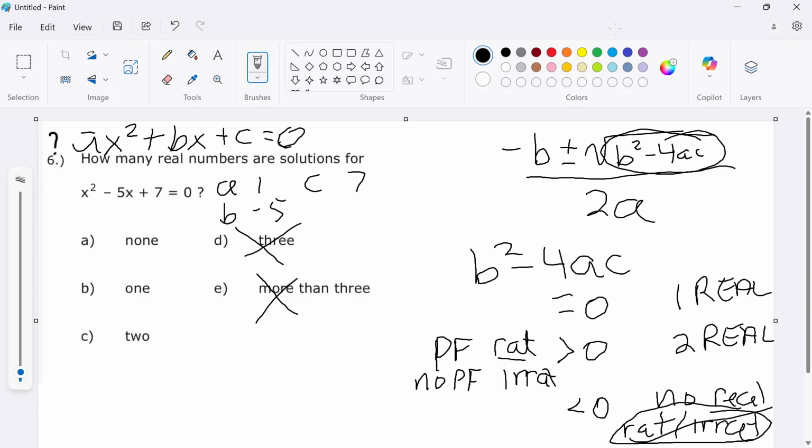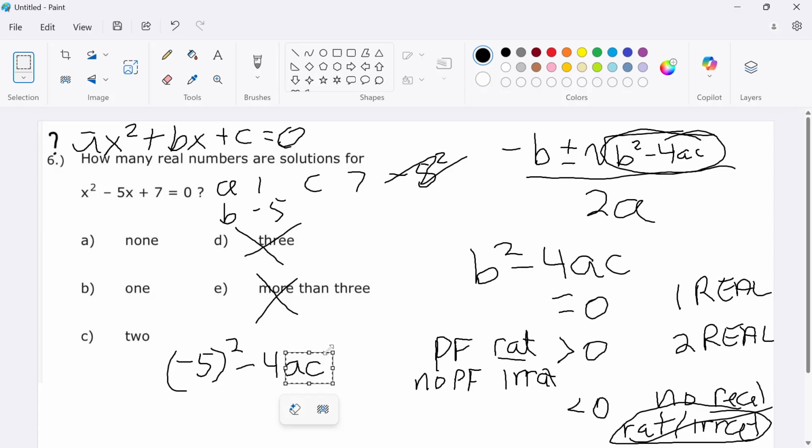So let me check out what the discriminant is. B squared, (-5) squared, minus 4 times a times c. Notice I put that -5 in parentheses, because if I write -5 squared, that means square 5 and then multiply by -1. But I want to square -5, so I put the -5 in parentheses. Oh, and I'm supposed to be putting the numbers in, aren't I? Not just 4ac. Minus 4 times a is 1, and c is 7.